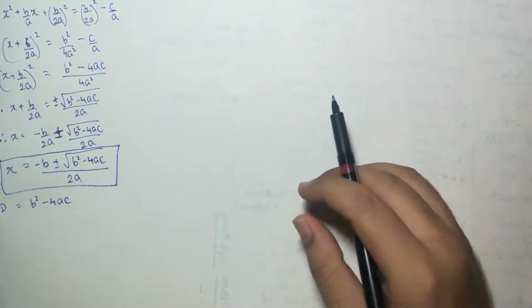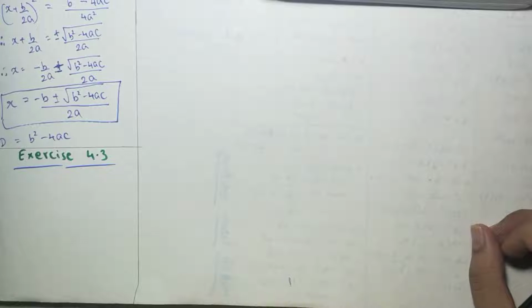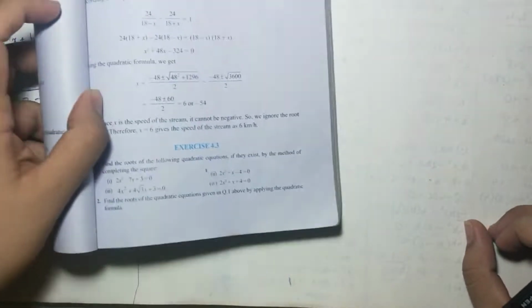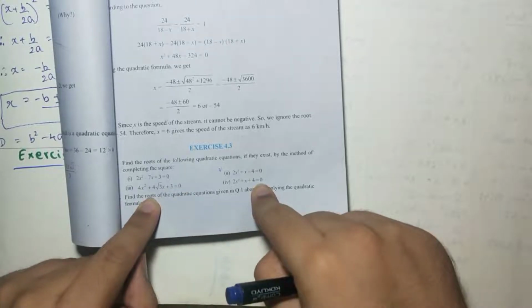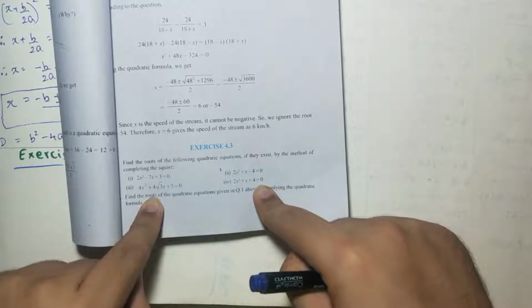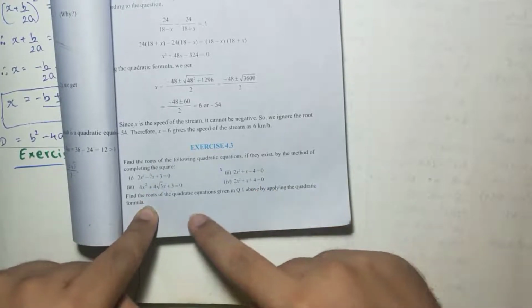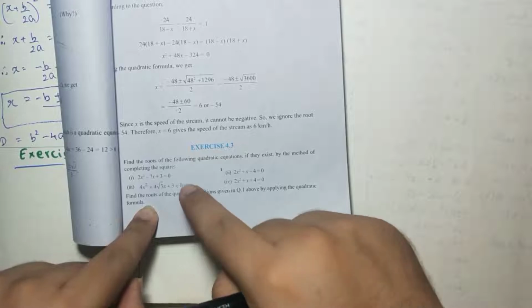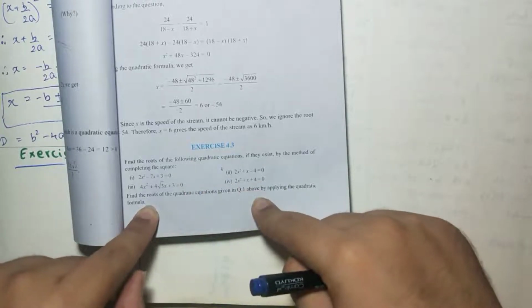So let us proceed towards our exercise. Okay, so let us start with exercise 4.3. In exercise 4.3, the first question is to find the roots using the completing the square method, that you must have done till now. The second question is to find the roots of the equation in the first question using the quadratic formula.